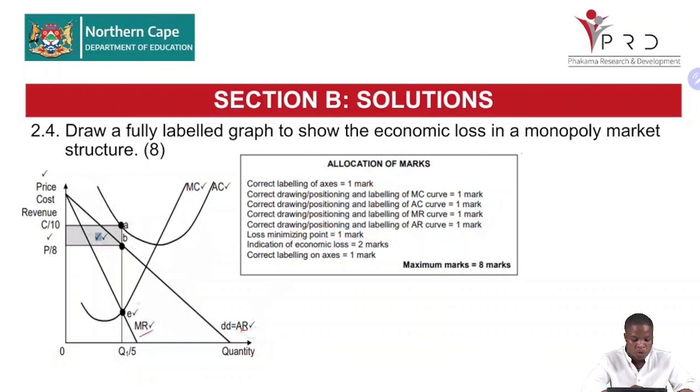Then you must also have a mark for loss minimizing, which is where MC meets MR. At this point, there's a mark for loss minimizing, also known as profit maximization. However, now we are making a loss, so it's a loss minimizing point. And then you must shade your losses. By shading the losses, you get 2 marks, and then correct labeling of excess, you get 1 mark. The maximum that you can mark is 8 marks.